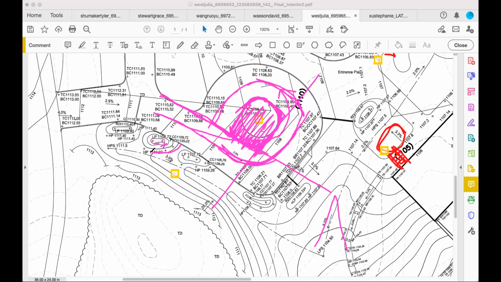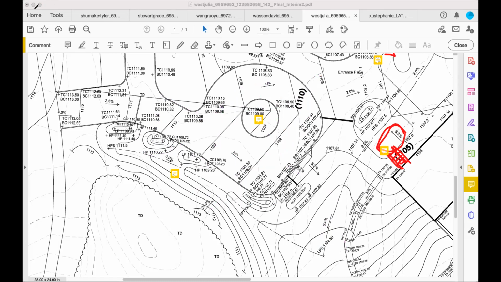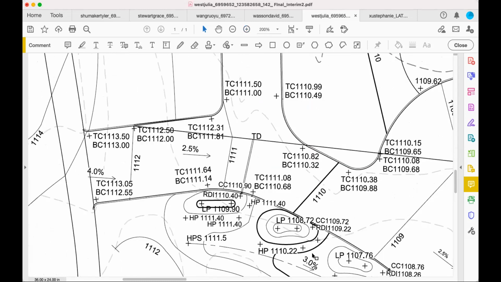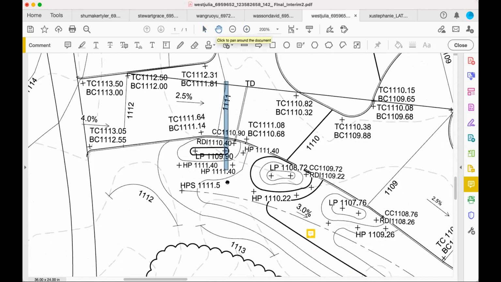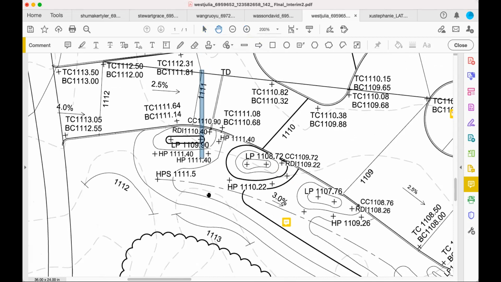Okay. Yeah, for that one. Wait, why don't I need a 10? Because it says my HP is 1. No, I mean you don't need the one between the 10 and the 9. Okay. And for the RDI and curb cut, are they supposed to be the same? Because I have a half a foot difference.